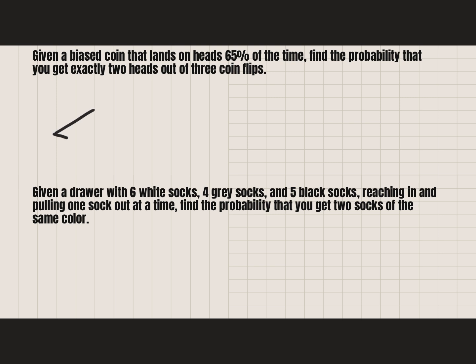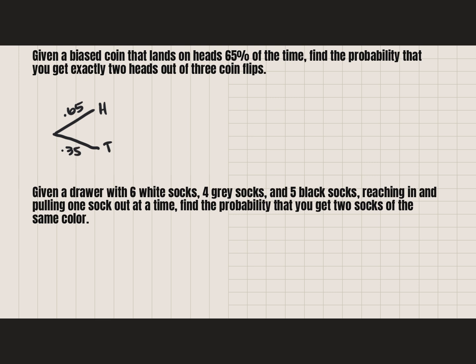I have 2 potential outcomes for a coin flip. I can get either heads or tails. And we know that in this case, we're going to get heads 65% of the time, or 0.65. And that means we're going to get tails the other 35% of the time, 0.35.